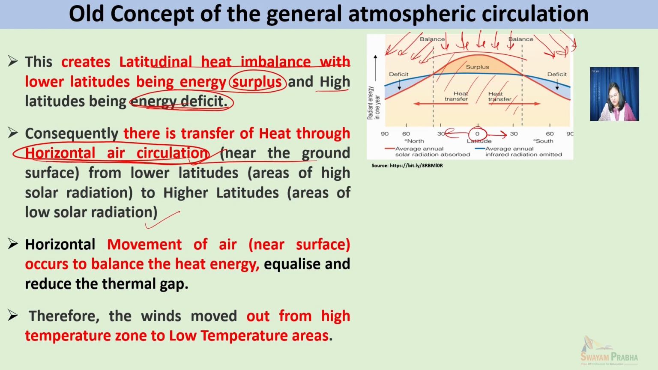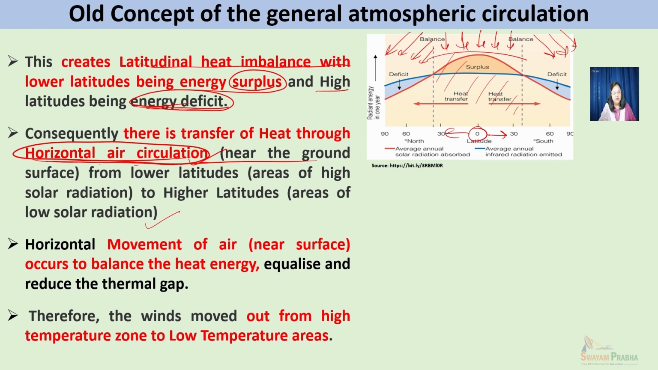was developed. So the entire atmospheric circulation was based just on the horizontal air circulation near to the ground surface, and it just included the horizontal air circulation, which today we know is a subpart of a bigger atmospheric circulation system.